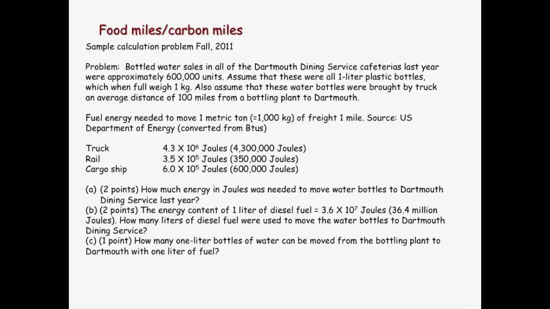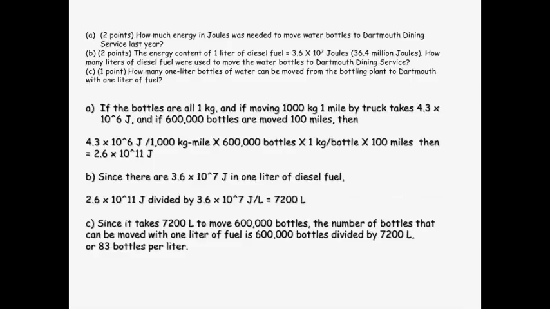And I used some numbers, and I'm not going to go through it now because we're heading towards 6:20. But here is, I think, a fun little exercise to get someone to appreciate how much energy in joules was needed to move water bottles to Dartmouth from Massachusetts or wherever they were, and how many liters of fuel that took. And so I've given you the solution here. So there was 7,200 liters, and 83 bottles is how much is transported by 1 liter of diesel fuel, just to get those bottles 100 miles.